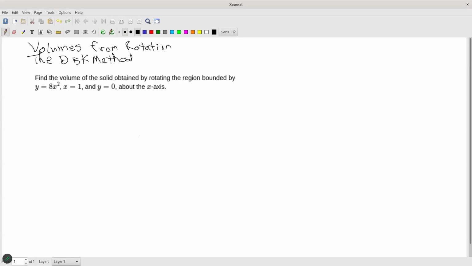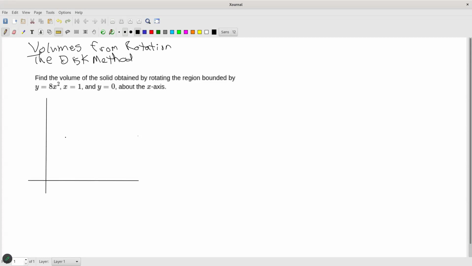Here we go. So we're going to play around with some more volume by collecting a bunch of slices. This time we're going to get the slices by rotating an object. So let's take a look here. We've got y equals x squared. So let's get a graph of that. x to 1, y equals 0, about the x-axis, all right? So y equals 0 is the x-axis.